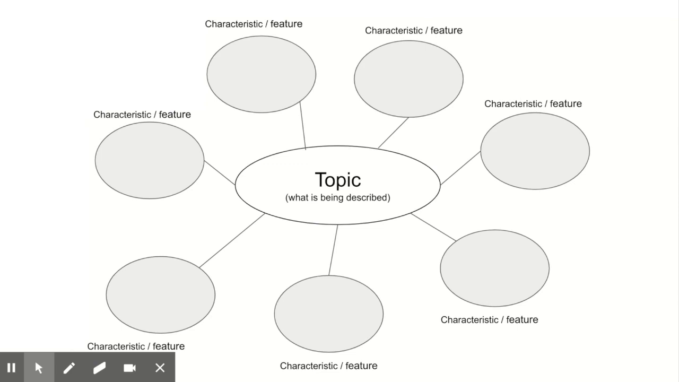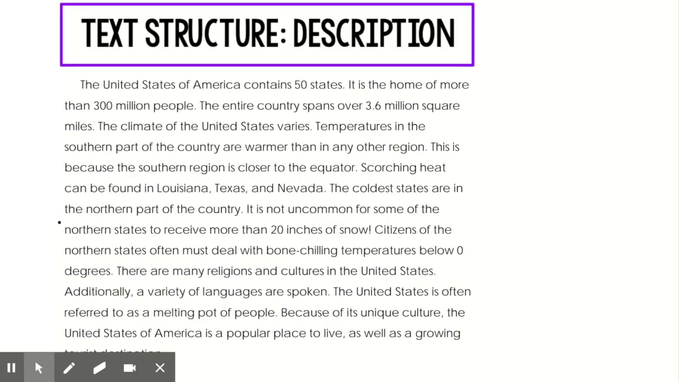All right, so we're going to go ahead and begin reading the passage. Please follow along with me as I read. The United States of America contains 50 states. It is the home of more than 300 million people. The entire country spans over 3.6 million square miles. The climate of the United States varies. Temperatures in the southern part of the country are warmer than in any other region. This is because the southern region is closer to the equator.